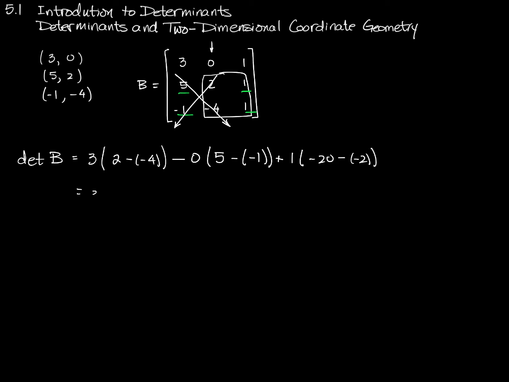So here I've got 3 times 6 plus 0 plus 1 times negative 20 plus 2, which is negative 18. And that is 18 minus 18, which is 0. So these 3 points are collinear.